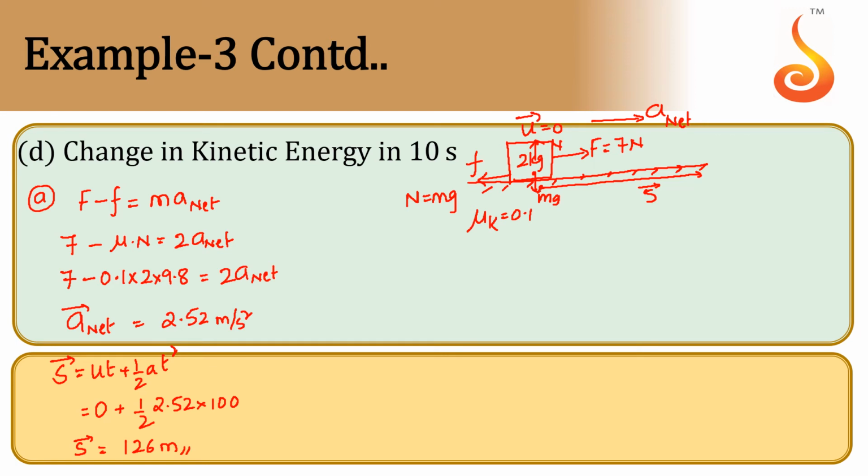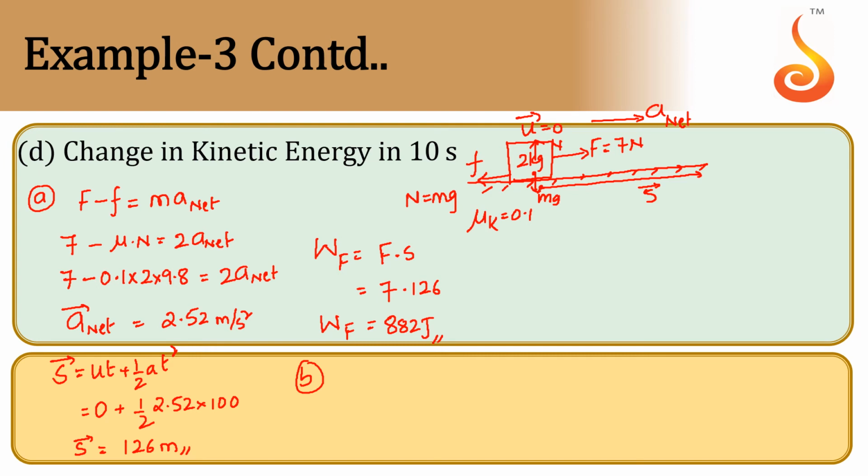So we calculated the displacement. Now we need to calculate the work done by the applied force in 10 seconds. Work done by the applied force is equal to applied force times displacement. Here force and displacement are both in the same direction, so theta will be 0. So it is positive work. Force is 7 and displacement is 126. Therefore, the work done by the applied force in 10 seconds will be 882 joules.